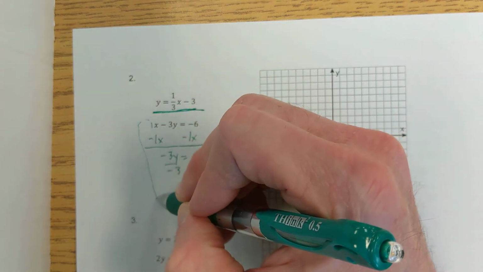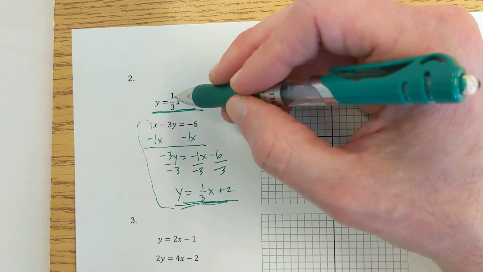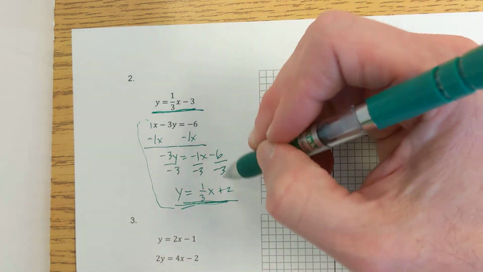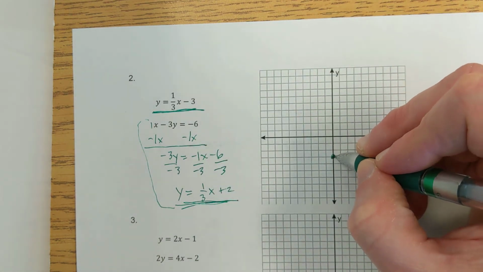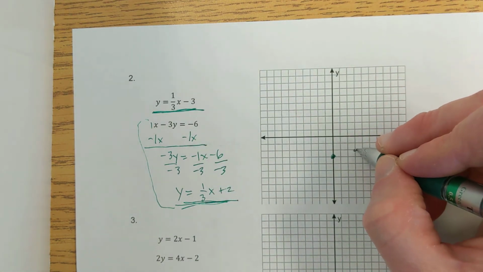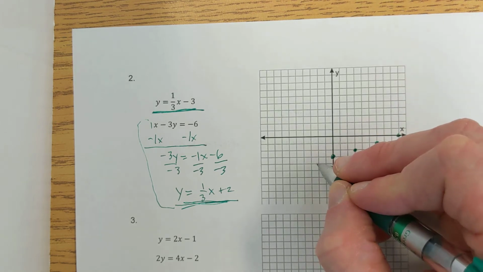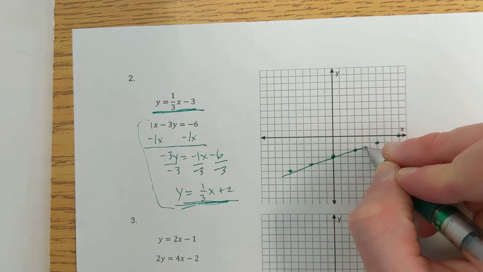Because this is all really the same one, I just had to solve for y. So notice 1/3 x and 1/3 x, they have the same slope, but different y-intercepts. So let's go ahead and graph this one. We're at -3. We're going to go up 1/3, up 1/3, okay, down 1 and back 3 to put a couple points this way, graph the line.